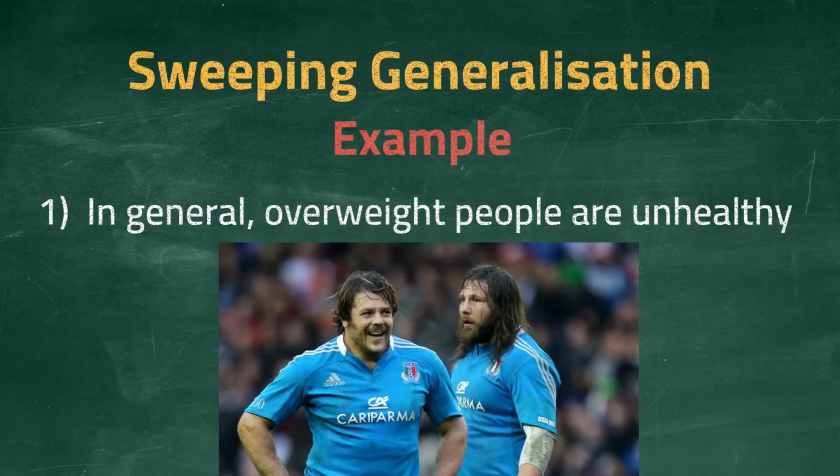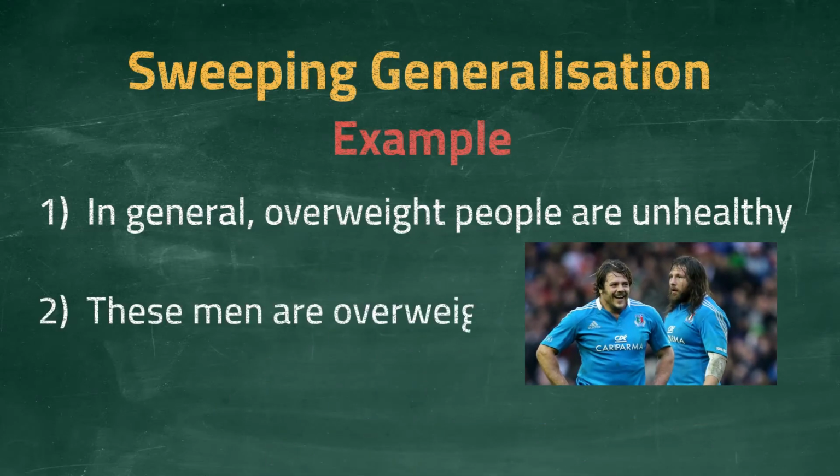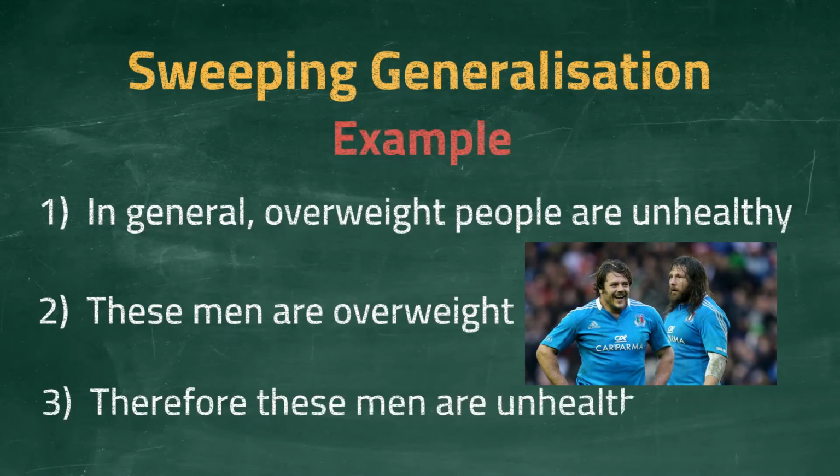So consider these people, professional sportsmen playing rugby. These men are overweight, maybe even obese if we take the BMI definition for overweight. Therefore, these men are unhealthy. Hopefully with this example, you can see the problem. The conclusion is fallacious, suggesting that these particular men are unhealthy just because they are overweight.